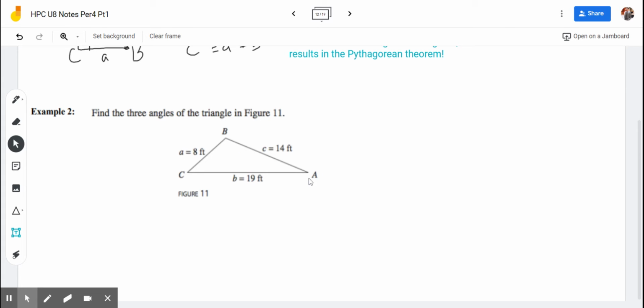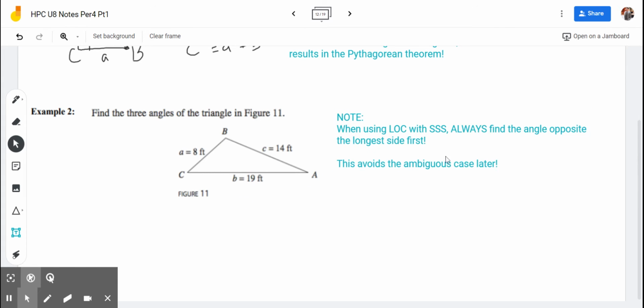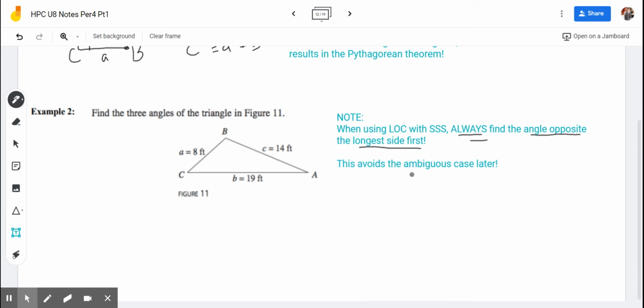And I want to add an additional note here. The note is that whenever you're using the law of cosines, when you're given all three sides, always find the angle opposite the longest side first. We don't use "always" often in math. The reason why we do that is to avoid the ambiguous case later. So in this problem here, the angle that we would try to find first would be angle B.